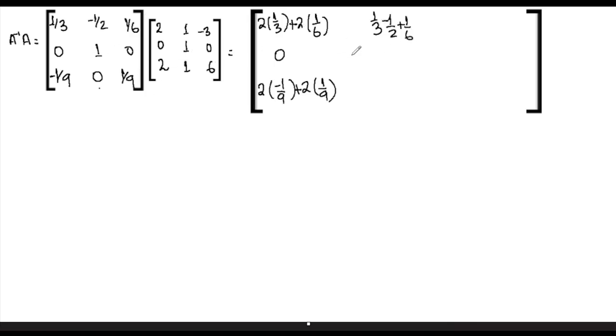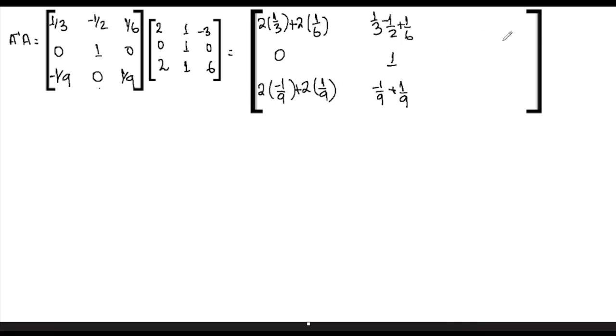Then we have this entry, which is second row and second column. So second row multiplied with the second column, 0 into 1 gives us 0, 1 into 1 gives us 1, and again 0 into 1 gives us 0. For this entry, we have the third row and the second column. Third row multiplied with the second column, we have minus 1 by 9 into 1, minus 1 by 9. 0 into 1 gives us 0, and 1 by 9 into 1 gives us plus 1 by 9.